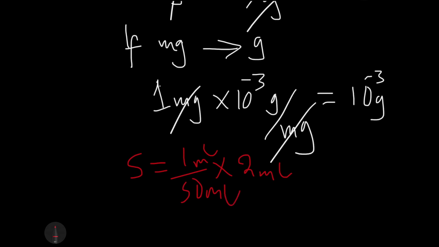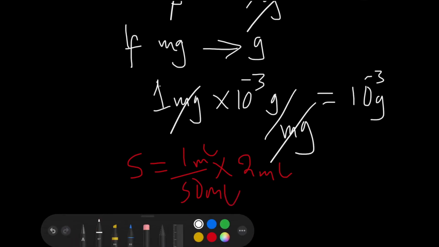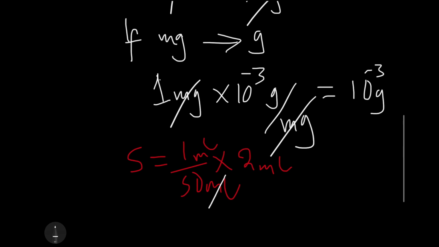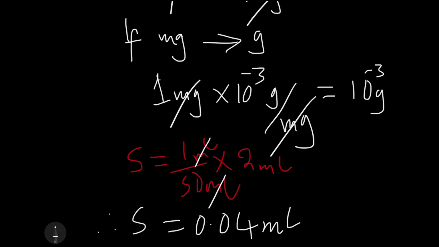As we can see, these milliliters and those milliliters will cancel each other. So once we multiply everything, we're going to get 1 by 2 divided by 50. It will give us 0.04. So meaning our S is equal to 0.04 milliliters. Okay, so we have everything.